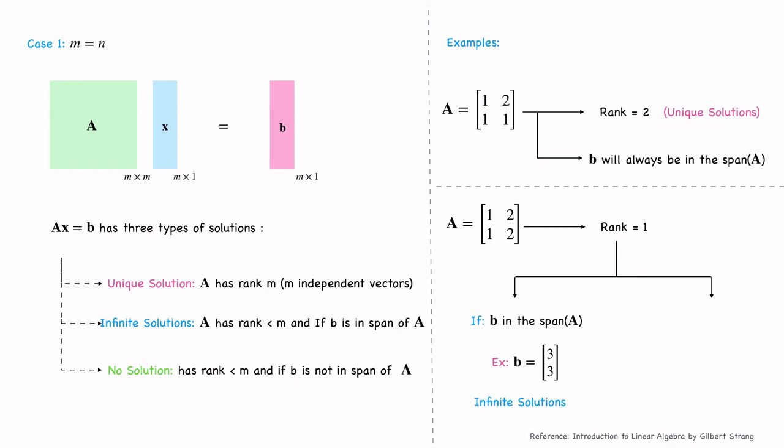So if B is in the span of A, then you have infinite solutions. If B is not in the span of A, then you have no solution. Which means A is not covering the two-dimensional space. Since its rank is 1, it only spans the one-dimensional space, and the vector B is coming from the other dimension, and that is why A is unable to transform X into a vector B. Okay, so you will not have an X which will transform A into B.